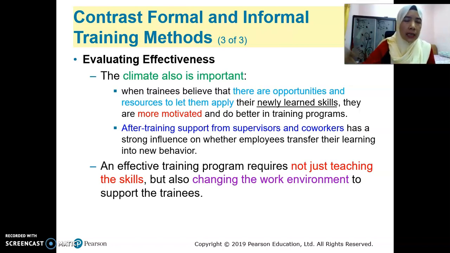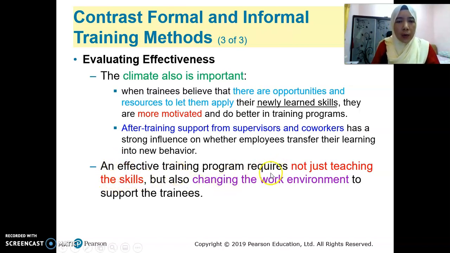That means putting what they have learned at the trainings into practice, either in performing their jobs or into new behavior in their life. Then if they believe that the organization, the supervisor, and the co-workers support them and provide strong influence in transferring the information from the trainings into their work and new behavior, then it will be more effective.